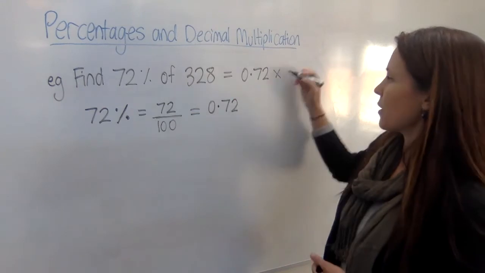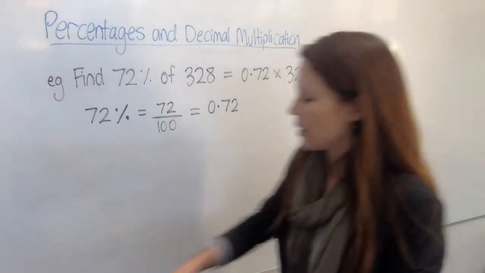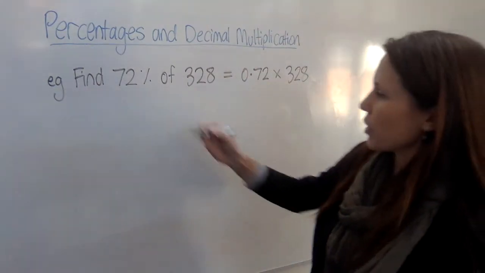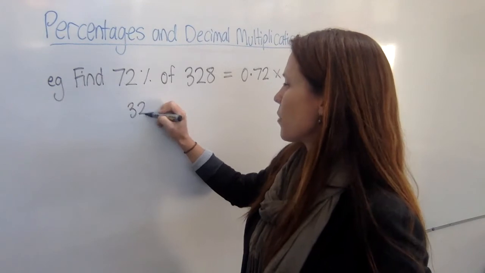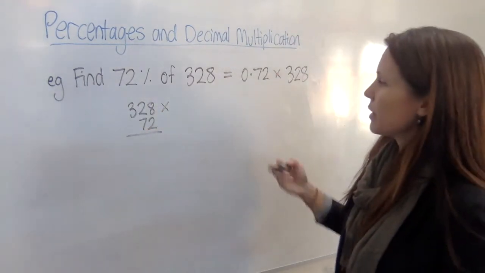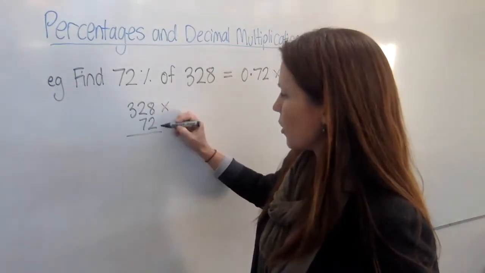Now of is times, and then we have 328. Now, the quick way to do this is to say, I'm going to work out instead 328 times 72, okay, instead of multiplying it by 0.72. Now, we go ahead and do our long multiplication.